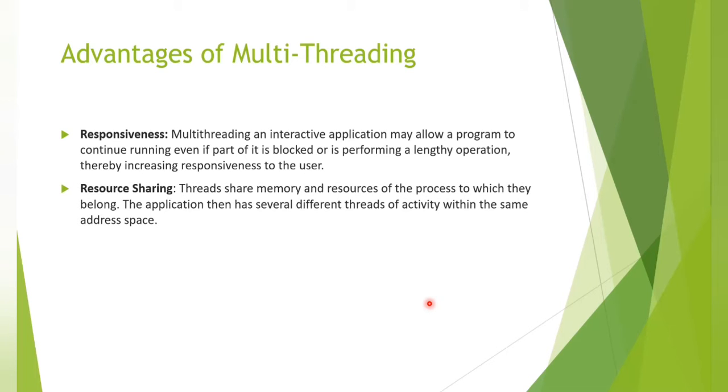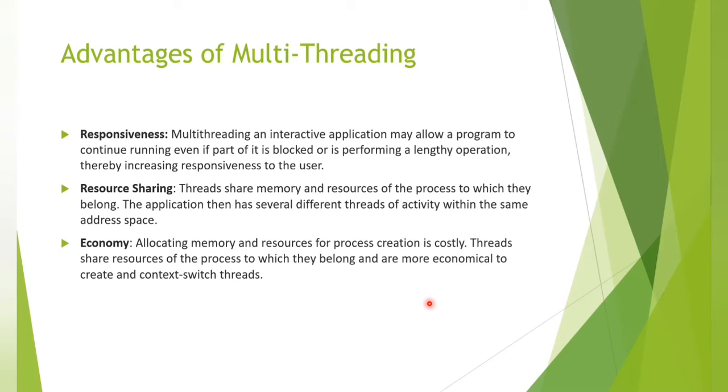Then resource sharing. Threads share memory resources of the process to which they belong, as we saw in the diagram before. The application then has several different threads of activity within the same address space. Economy. Allocating memory and resources for process creation is costly. Threads share resources of the process to which they belong and are more economical to create and context switch.